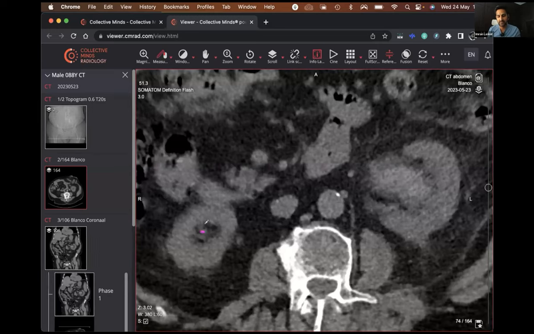But remember, this right side looks completely fine, but this left side looks very hyperdense. And in the context of a non-contrast study, this is probably clotted blood, right? So coagulated clotted blood looks very, very dense on a non-contrast study. And that's what's happening. It looks like they've had a bleed.